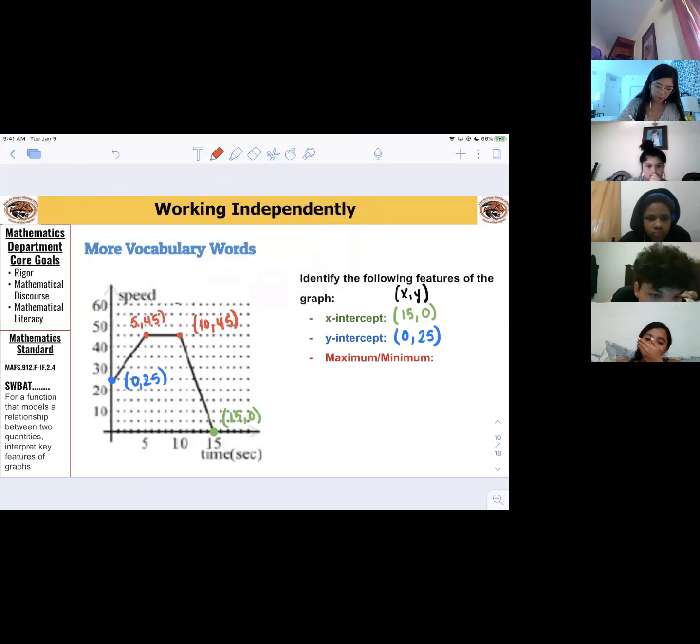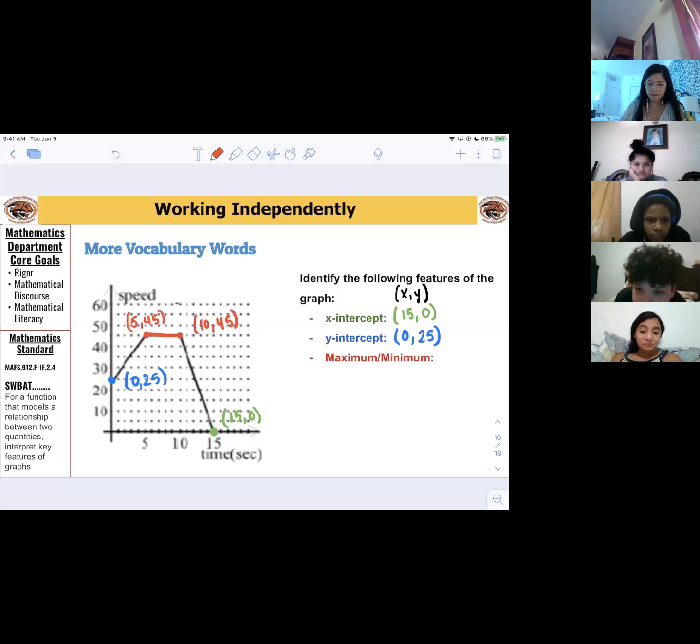The answer is you're both right, because the maximum is not just 1 point. How many points is it? The highest place. Well, everything on this line is at the same height. So the maximum is actually that whole section. So it would be 5, 45. So you can make it an interval. So between 5 and 10, how would you write that as an interval?